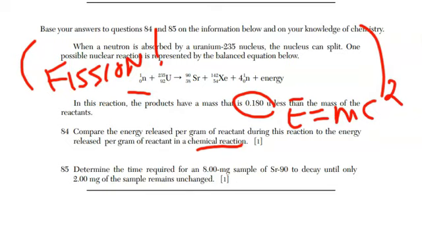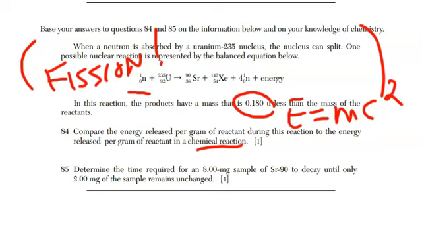And then in 85, we have our classic half-life question. There's always one on the Regents. In this case, in August, they left it for last. It says determine the time required for an 8 milligram sample of strontium-90 to decay until only 2 milligrams remains unchanged. So we're dealing with strontium-90.